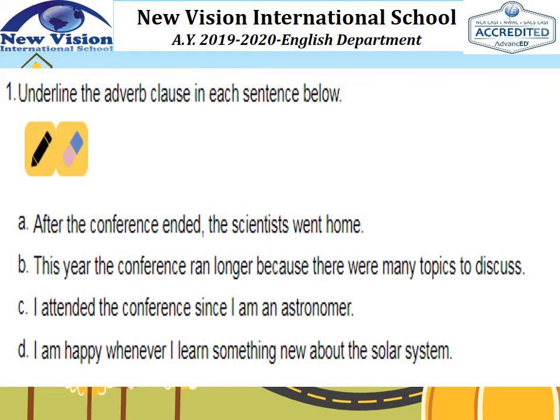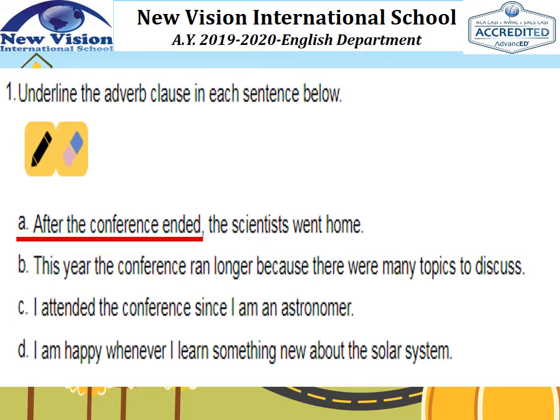All right, let's practice what you have learned. Finding adverb clauses. Underline the adverb clause in each sentence. In the first one, after the conference ended, the scientists went home. All right, where is your subordinating conjunction? That's the first thing you have to find. Very good, after. So we have from after up until ended. Make a line.